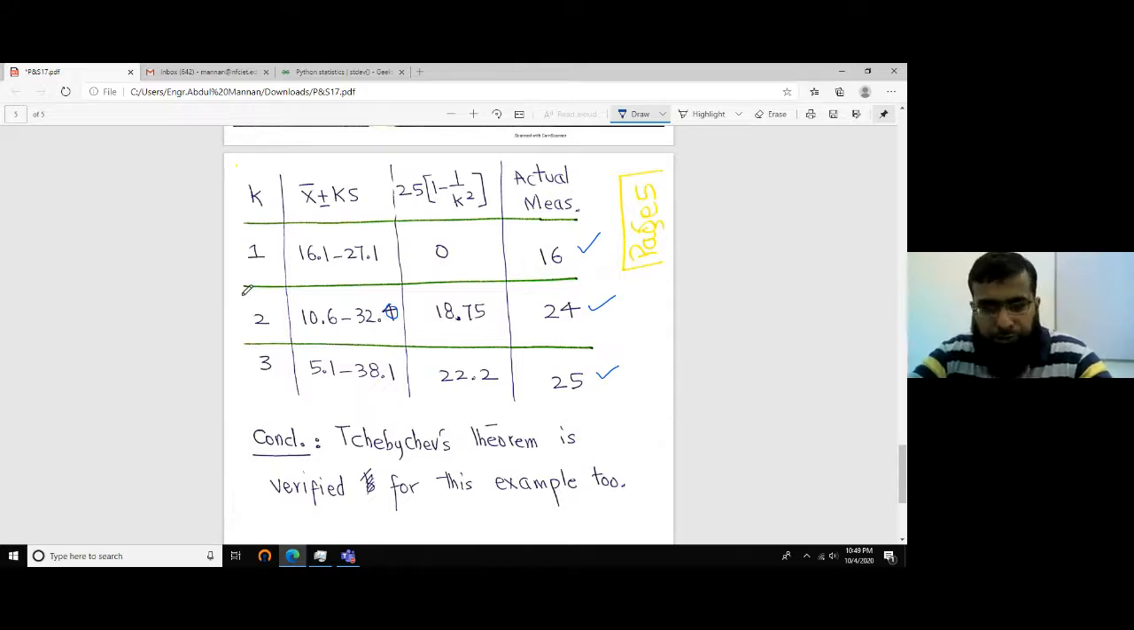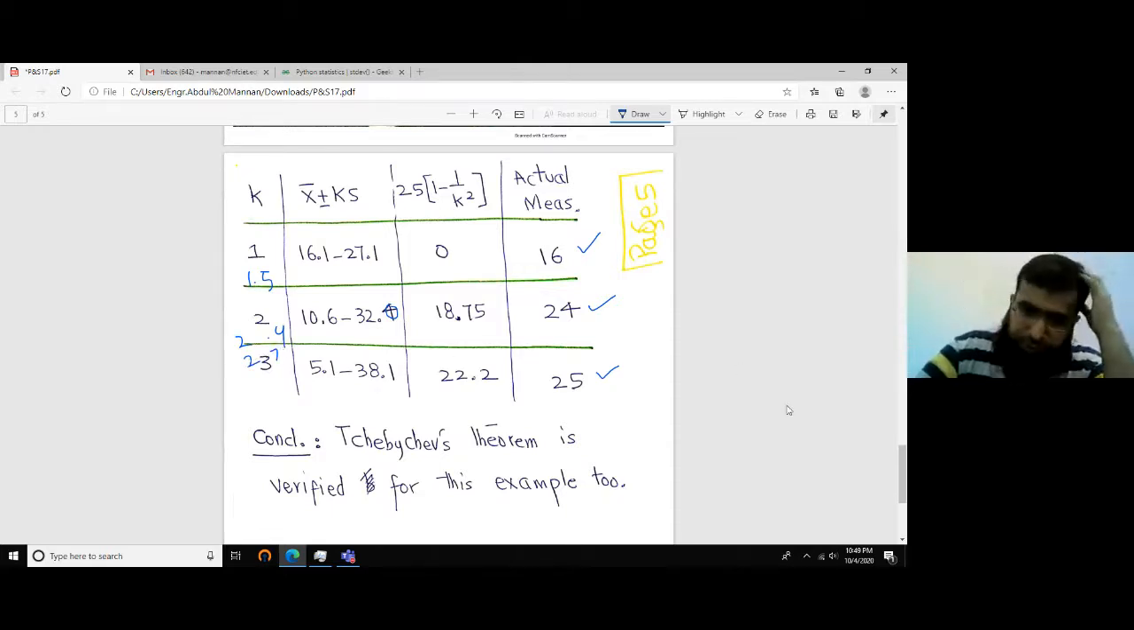You can try it at home for k equal to 1.5, maybe for 1.8. You can try it for many values between 2 and 3. Maybe you want to try it for 2.4, maybe for 2.7. And you'll see Chebychev's theorem will be verified for all chosen values of k, but the values should be greater than 1. That you should keep in mind. k should be greater than 1.